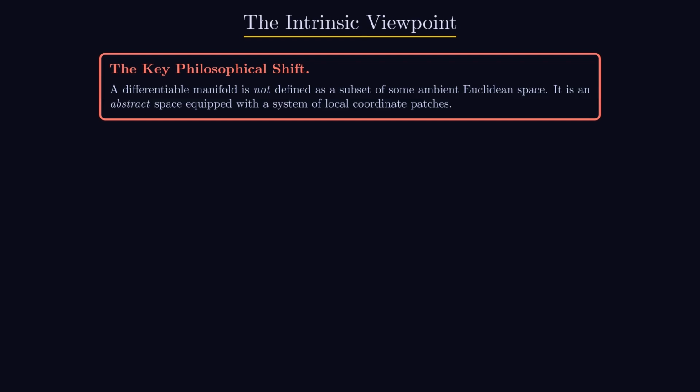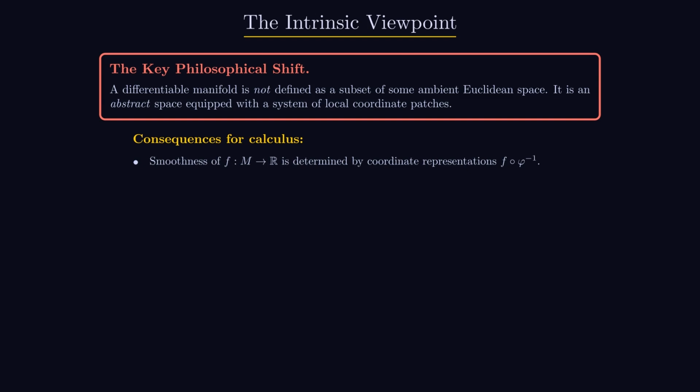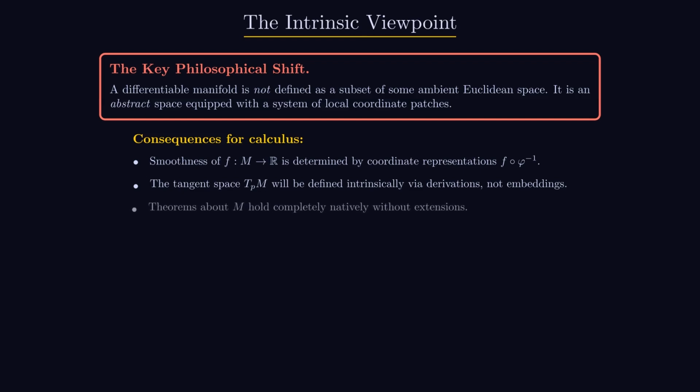We close part 1 with the key philosophical shift. A differentiable manifold is not defined as a subset of some ambient Euclidean space. It is an abstract space equipped with a system of local coordinate patches, and nothing more. Three consequences for calculus. Smoothness of a function f from M to R is determined entirely by its coordinate representations, f composed with phi inverse, which are ordinary smooth functions on R to the n. The tangent space T sub P M will be defined intrinsically via derivations, not by embedding M in some larger space. Every theorem about M holds natively, no extensions, no ambient spaces required.